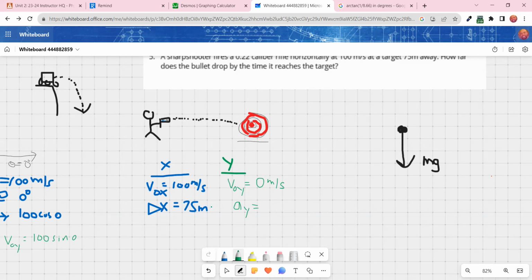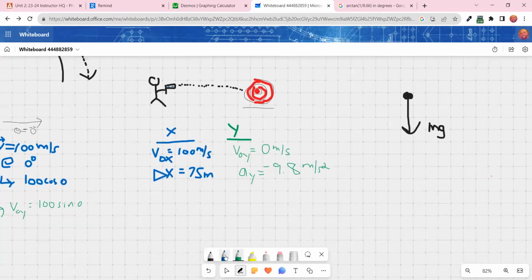Yes, it's falling on my Y. And at what rate is it falling? Negative 9.8 meters per second per second. Okay. At what rate is it speeding up or slowing down on the x-axis?